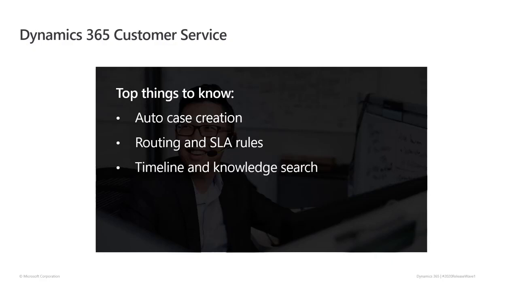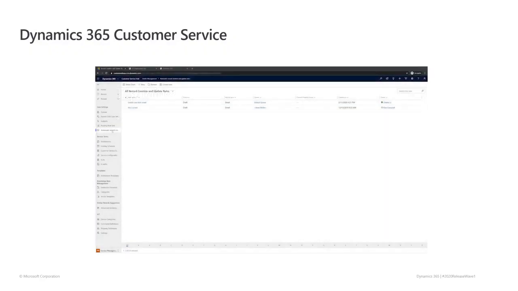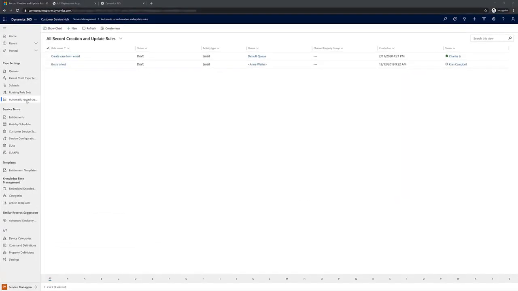Timeline and knowledge article search so your agents have the information that they need when they need it. A rich text email editor with templates that simplify communicating with customers. And finally, customizable case resolution forms to enable tracking of custom data attributes that support the KPIs that your business needs to optimize customer service. Let's see how this all works.